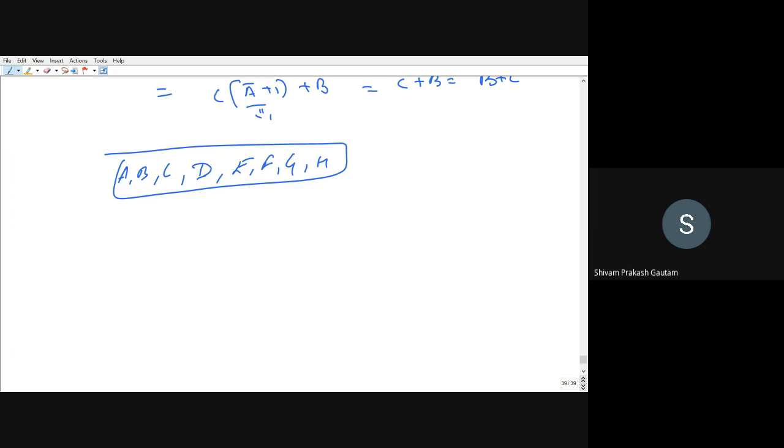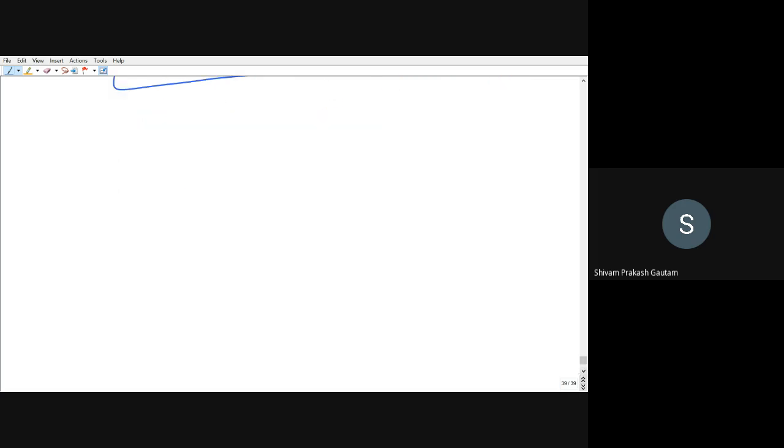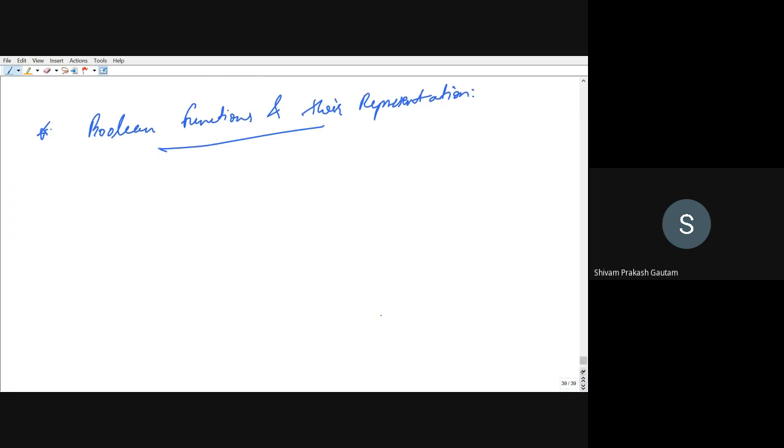Now, in order to reduce these multivariable Boolean functions more efficiently, we will look into other techniques, how we can reduce functions given the logic. Okay. So next we will be seeing Boolean functions and their representation. My voice is audible properly? Yes, sir. Okay. So Boolean functions and their representation.